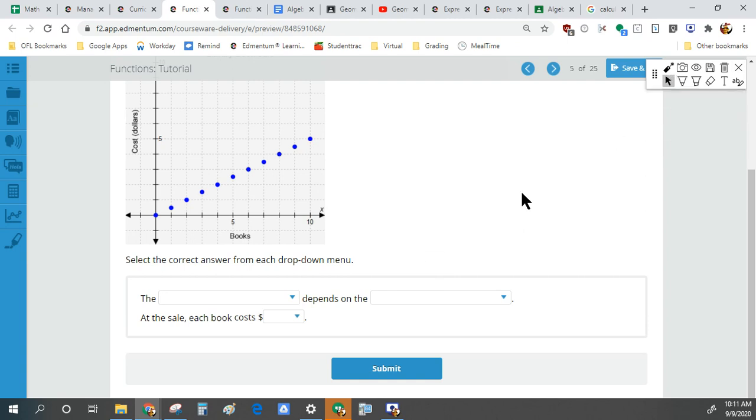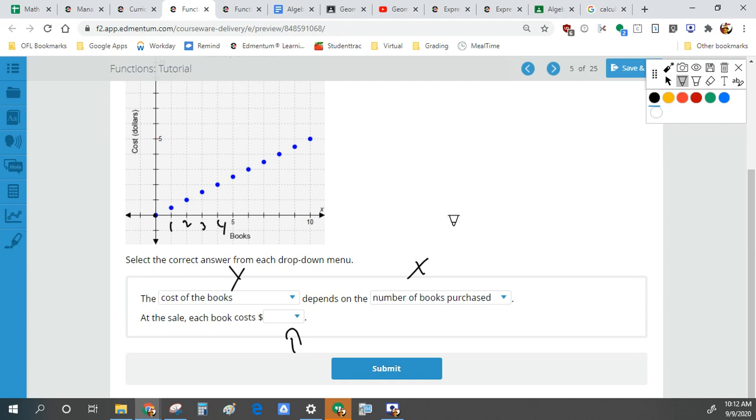So the blank depends on the blank. In this case, we're talking about the cost. The cost of the books depends on the number of books we sell. So the cost of the books is Y because it depends on X, the number of books. At the sale, each book costs... So this will be like our slope, our rate of change right here. What we can do is take how much it changes over certain things. So this is 1, 2, 3, 4.